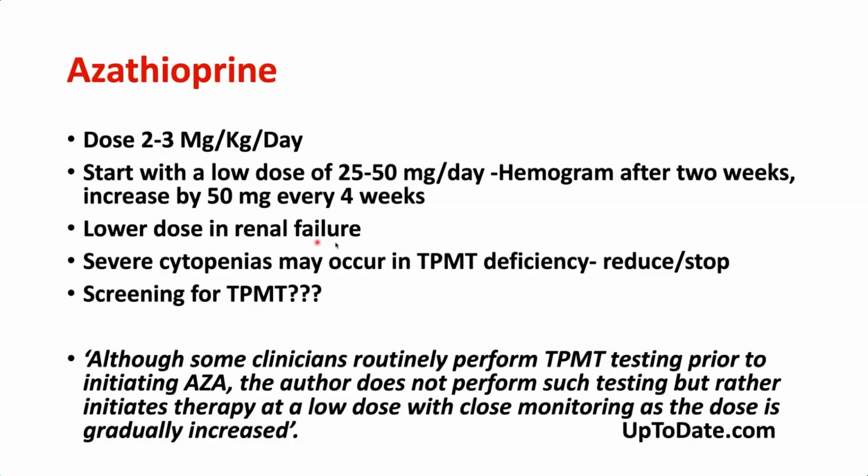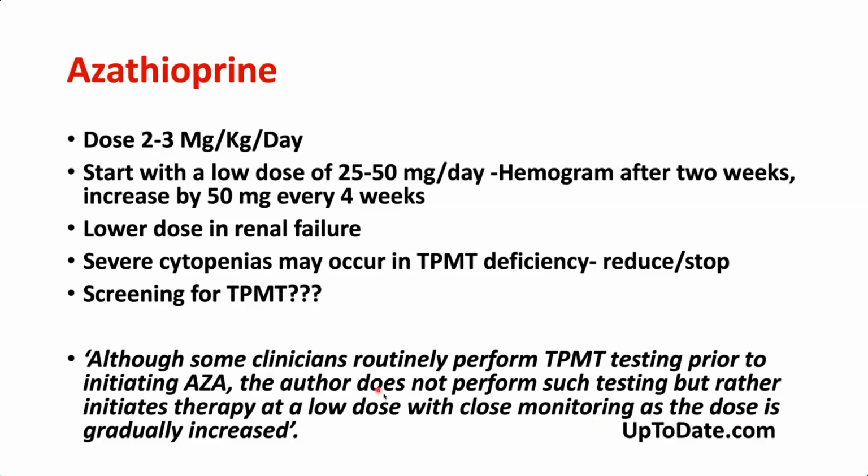Lower doses in renal failure, generally a 50% reduction has to be done. Severe thrombocytopenias can occur if there is a TPMT deficiency. But there is a debate: we have the facility to do genotype testing for the TPMT mutations, but not all people agree universally that this should be done before starting.